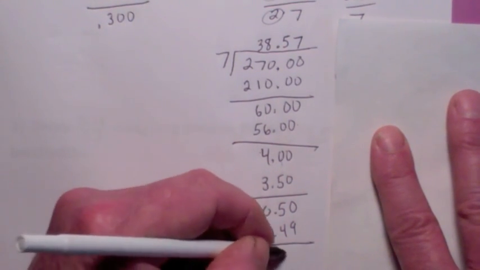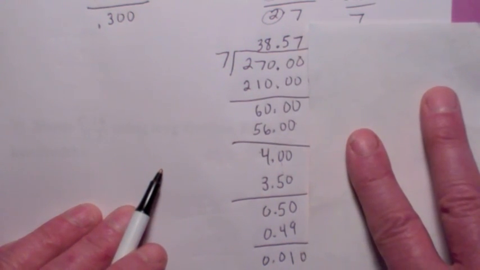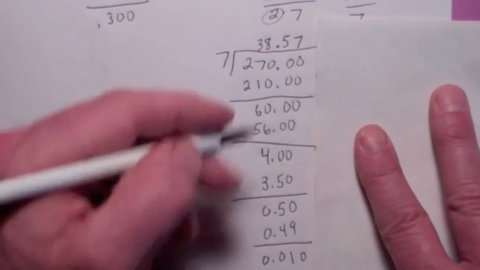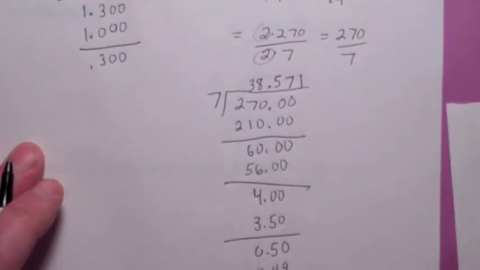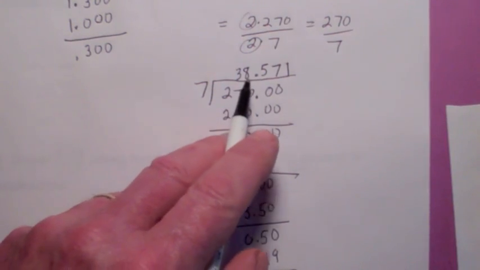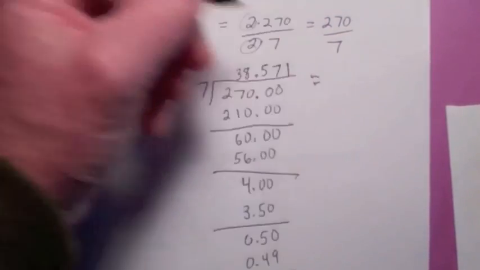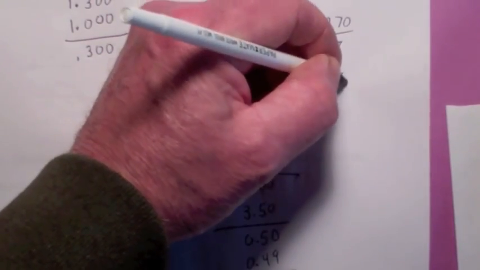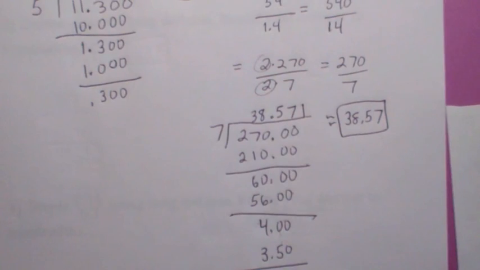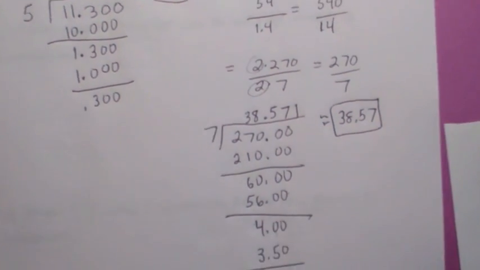You get 0.010. 7 doesn't go into 1, it goes into 10 though. It goes into 10 once. Where does the 1 go? It goes in the thousands place. I think we can finally stop. We've got 38.571. Round it to hundredths though, it would be 38.57. So you should be able to do some simple long division. And if you have to occasionally move the decimal place over, that's also true.